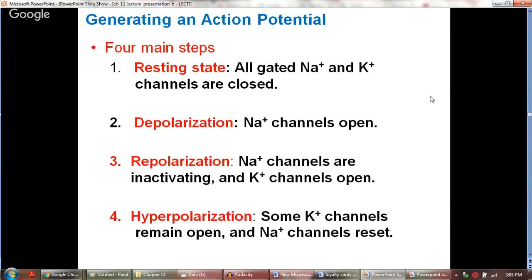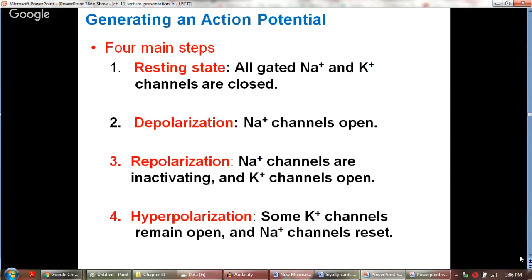Generating of action potential, we can divide them into four major types: the resting state, depolarization, repolarization, and hyperpolarization. In the resting state, all gated sodium and potassium channels are closed. In the depolarization process, sodium channels open up. That is the main ion channel related to depolarization. These are very good MCQ points.